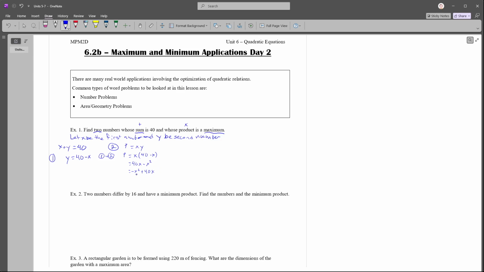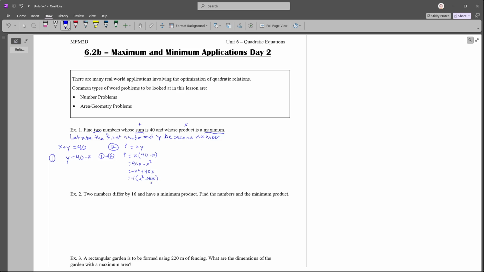So let's start off by factoring out our entire a term, which is simply a negative 1. So that means I have negative 1 multiplied by x squared. 40 divided by negative 1 means that's negative 40x.